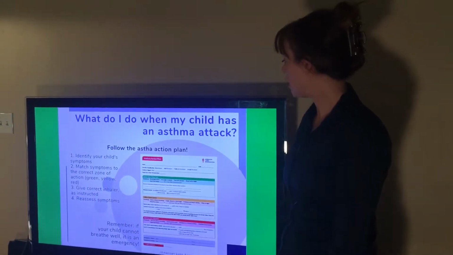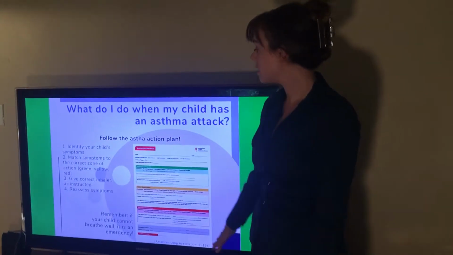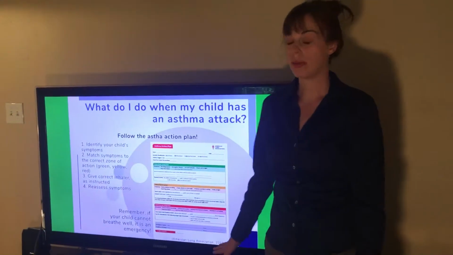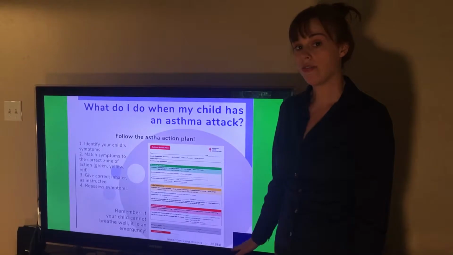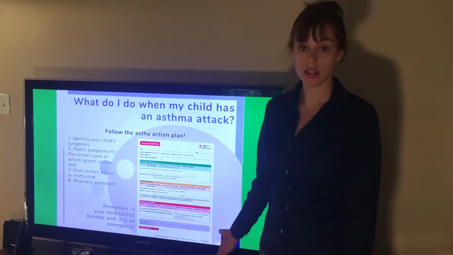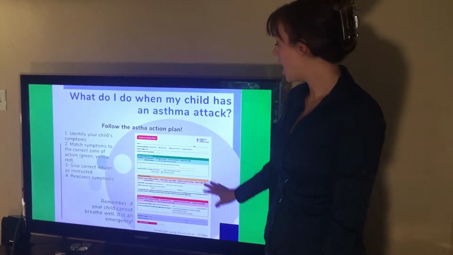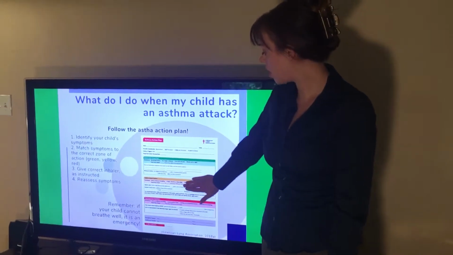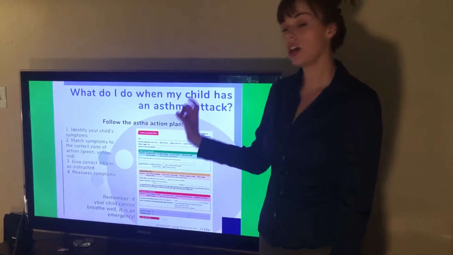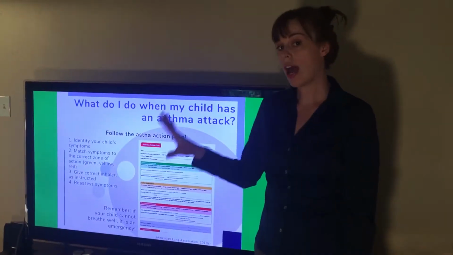So what do I do when my child has an asthma attack? The biggest thing is to follow the asthma action plan. It's usually prescribed by a physician or a specialist pediatrician, like a pulmonologist, and it has your green zone, yellow zone, and red zone. And it will tell you the symptoms that your child has and then what to do.